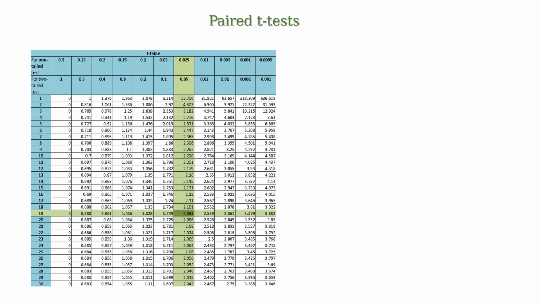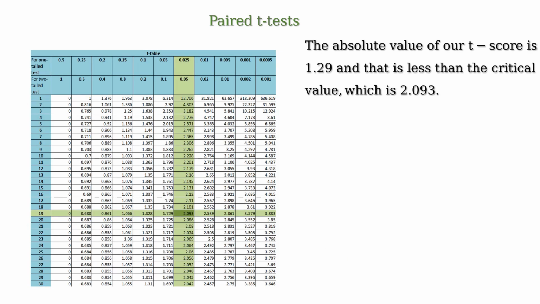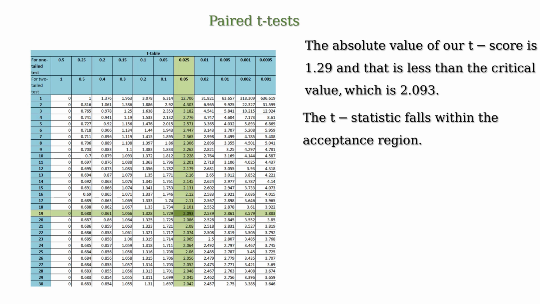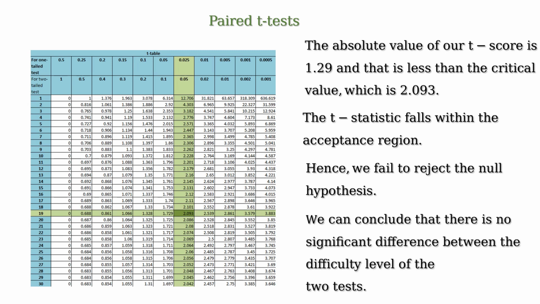The absolute value of our t-score is 1.29 and that is less than the critical value which is 2.093. So, the t-statistic falls within the acceptance region. Hence, we fail to reject the null hypothesis. Therefore, we can conclude that there is no significant difference between the difficulty level of the two tests.